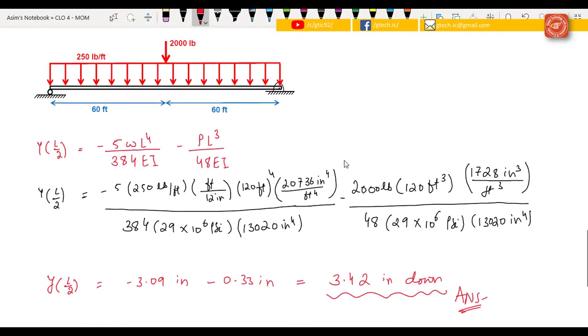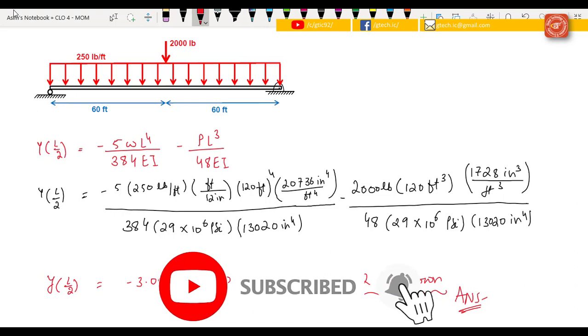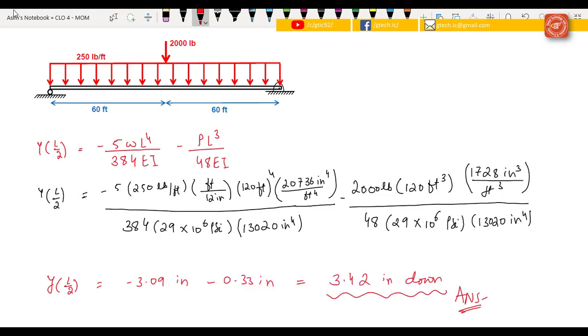As we have taken the upward direction as positive, we put a negative sign to indicate the direction of the load. Now simply substitute all the values in these terms. We also know that the maximum deflection occurs at the center of the beam, that is L by 2. So substitute all these values, apply some conversion factors, and the answer for deflection is minus 3.09 inch, minus 0.33 inch.